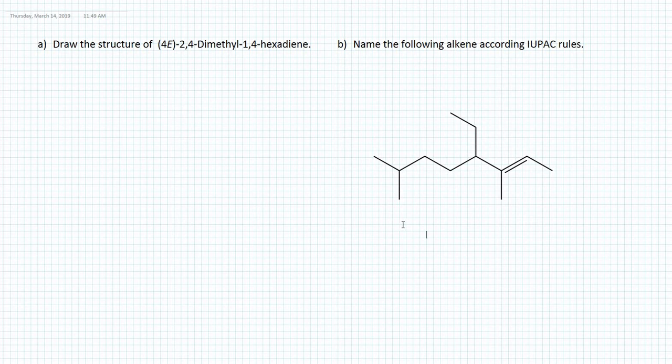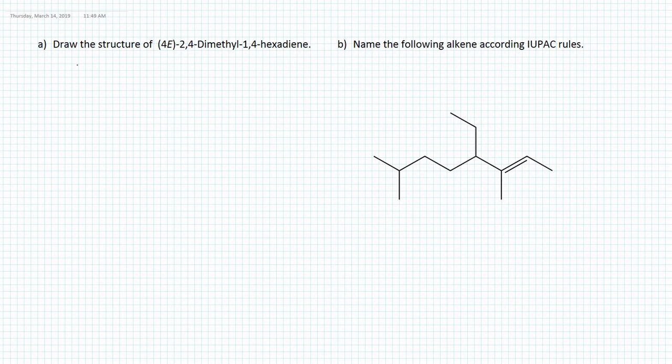Hi, in this tutorial we are going to solve a question related to alkenes. The first part of the question asks us to draw the structure of 4E-2,4-dimethyl-1,4-hexadiene, and the second part of the question asks you to name the following alkene according to IUPAC rules. Let's start from the first part.